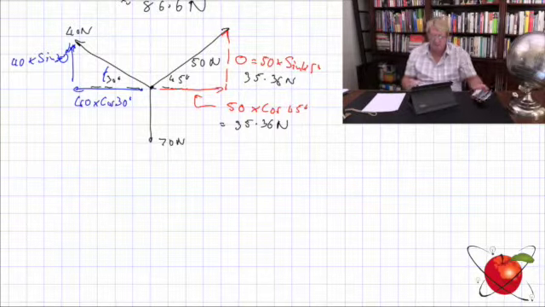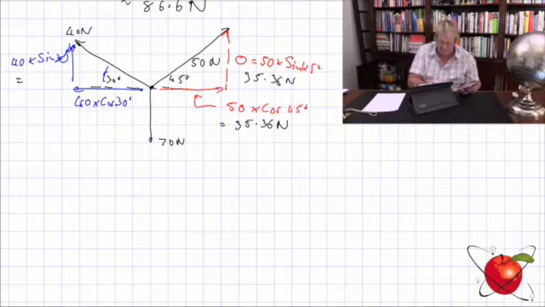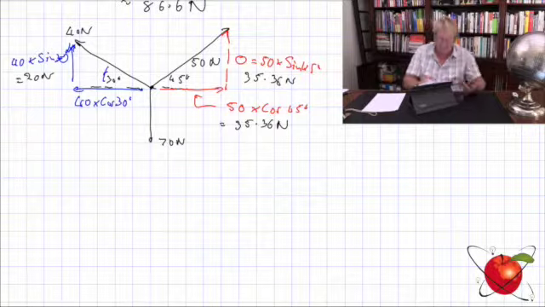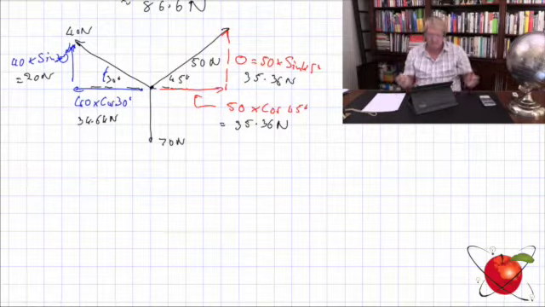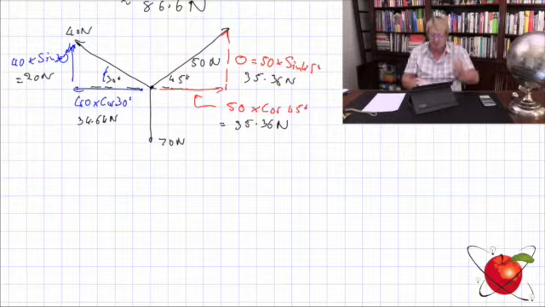Right? So now what have we got? Let's look at the other side. 40 times sine 30 is going to be equal to 20 newtons. And 40 times cos 30. Cos 30 is going to be equal to 34.64. Now we can say, right, let us have a look horizontally first.